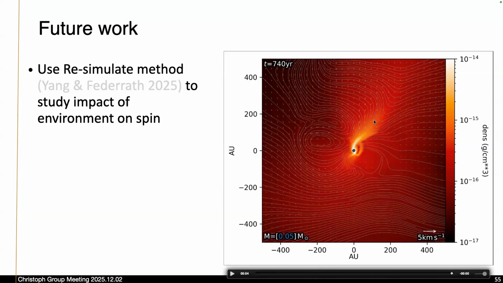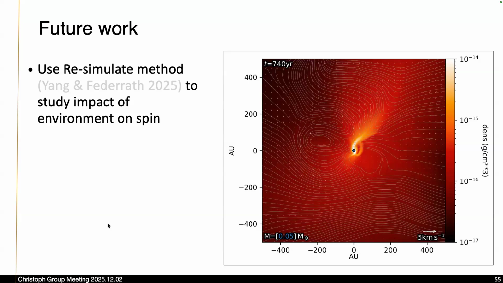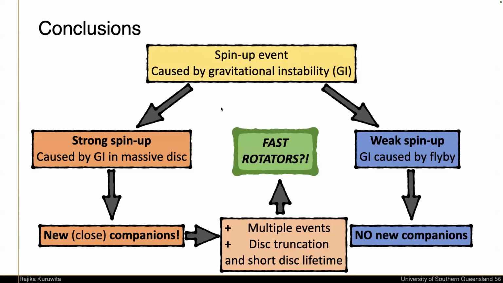But maybe this accretion stream is dumping high angular momentum material into the inner disk, and that is making the star spin up. So this is still work that I am running right now, and it'll be interesting to see the impact of the environment on the spin evolution of these stars. But I will leave you with my conclusions.